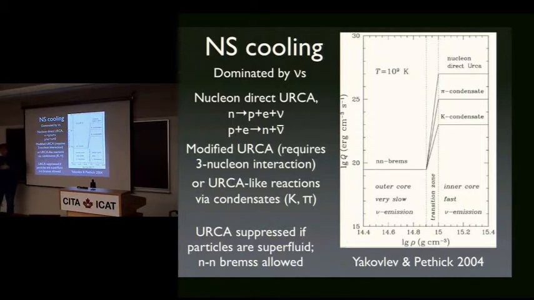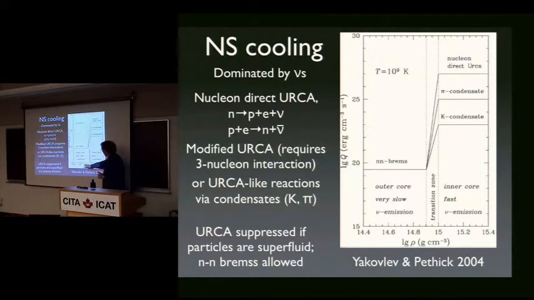Alternatively, if you have condensates of kaons and pions, then you can have Urca-like reactions where neutrons rearrange their quarks and produce other things. Now, all these different mechanisms of Urca are suppressed if the particles are superfluid, bound in pairs. So this is a schematic idea in Yakovlev and Pethick about how you might have a range of different cooling rates for different neutron stars.